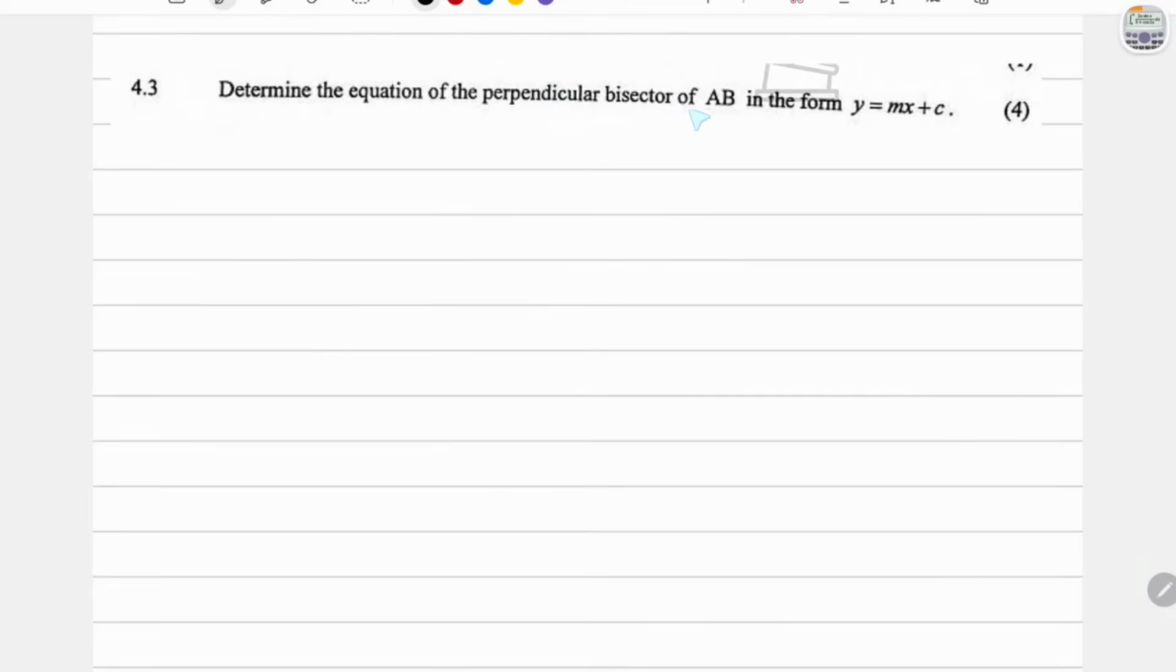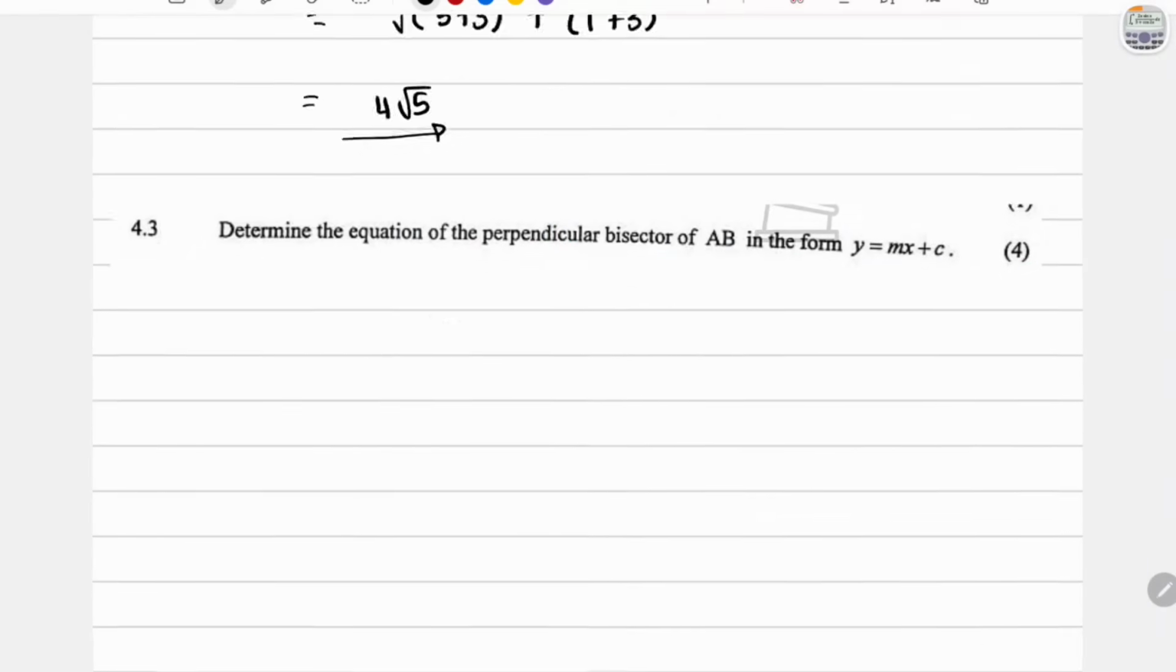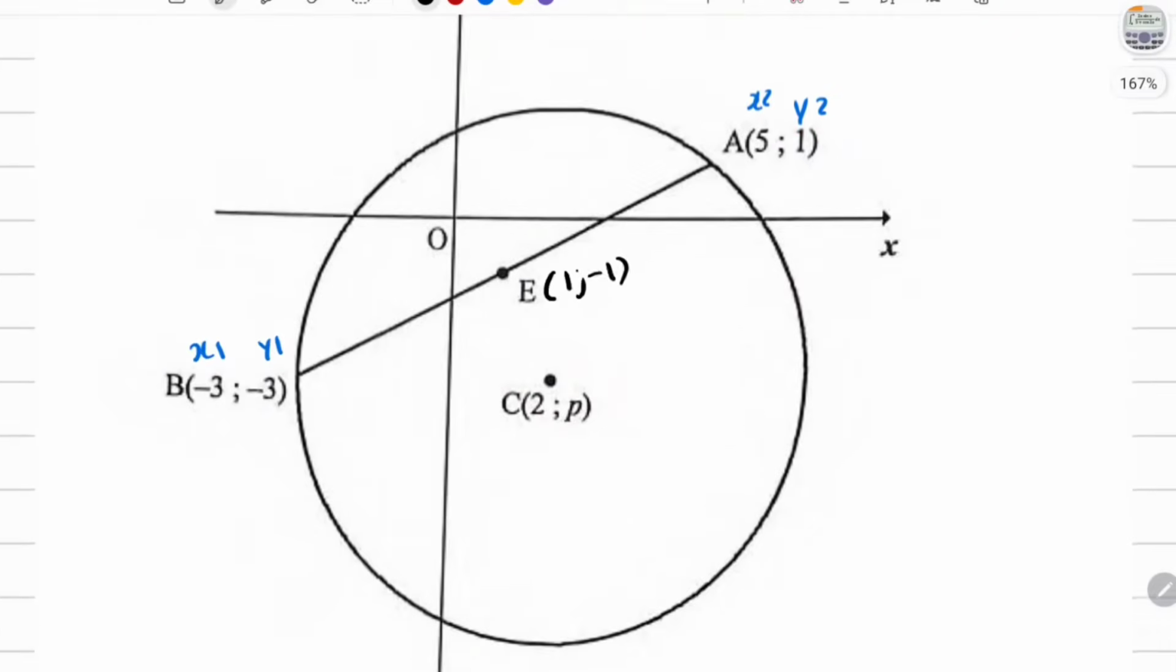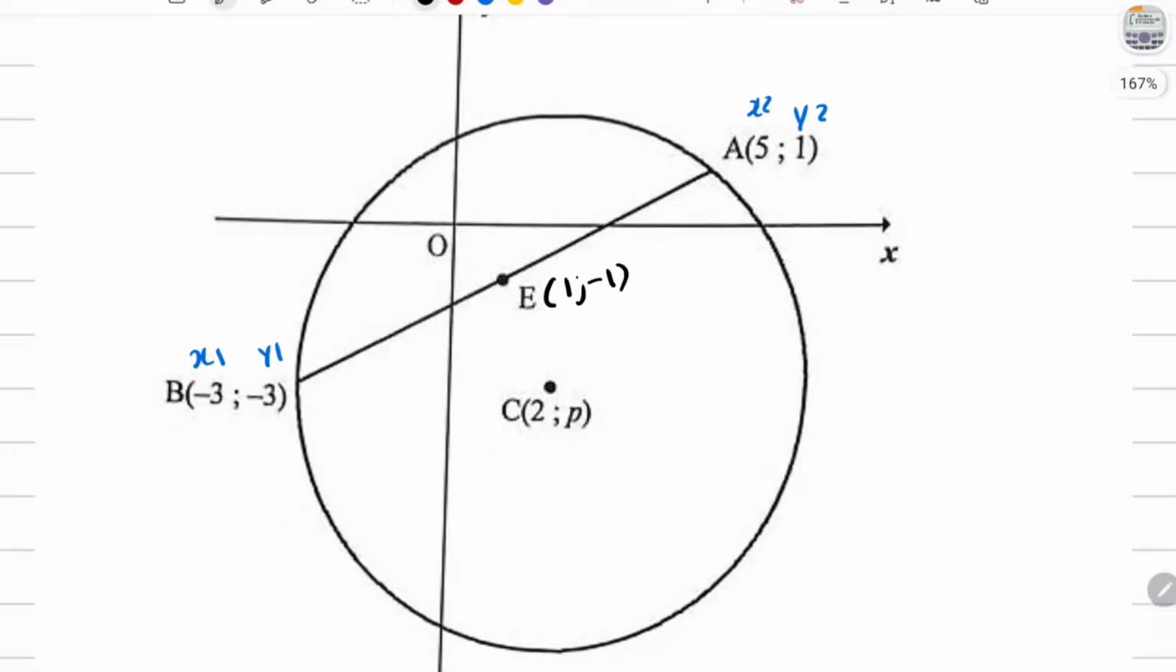Okay, moving on to the next question, which is 4.3, and it says, determine the equation of the perpendicular bisector of AB in the form of y is equal to mx plus c. So the perpendicular bisector of AB. Okay, so the perpendicular bisector is just a line, so we already know that theorem. They're using Euclid here, clearly. This is the center of the circle.